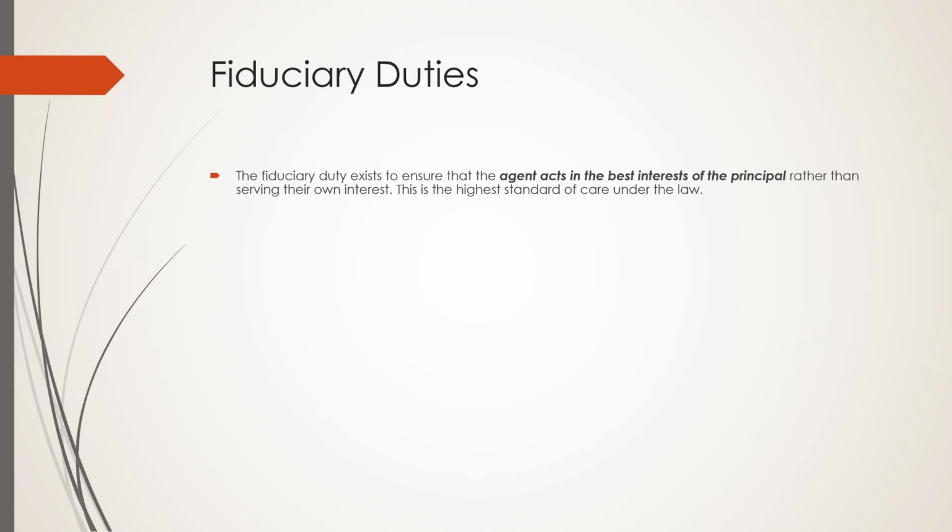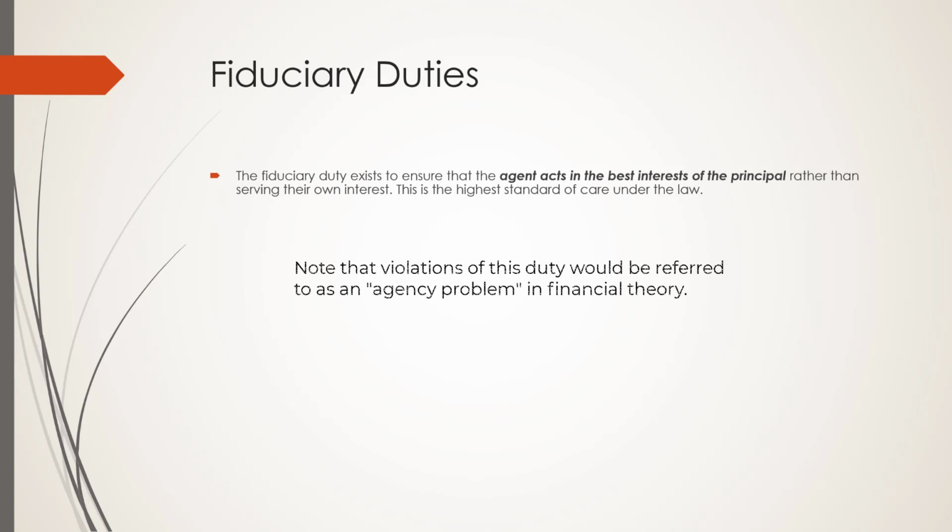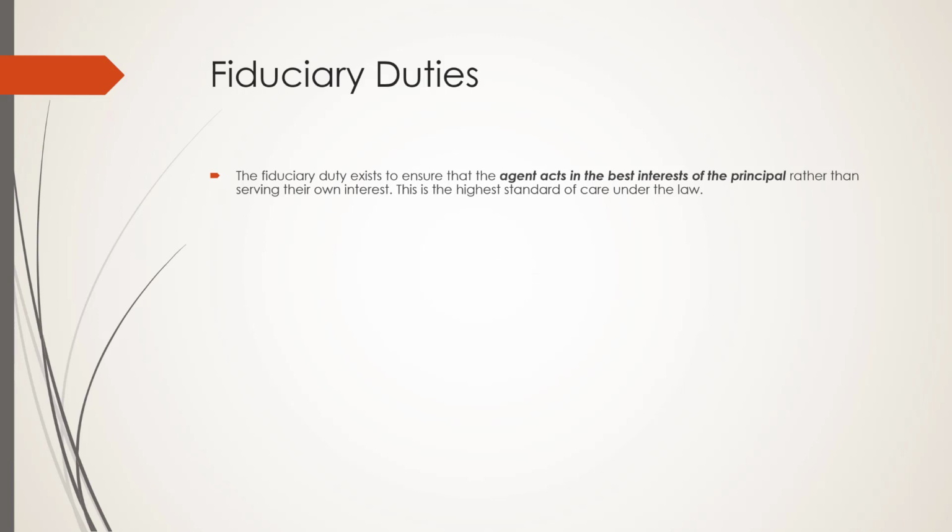So again, the fiduciary's job is to act in the best interest of the principal. So we have a principal and agent relationship. Remember that the agent works for the principal. And if an agent has a fiduciary duty, then they must at all times act in the best interest of the principal rather than serving their own interests. The fiduciary duty is the highest standard of care under the law.